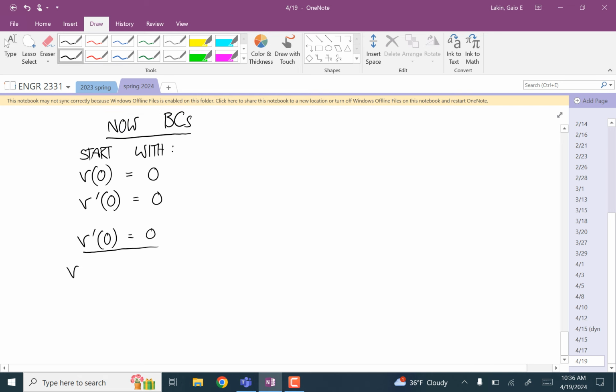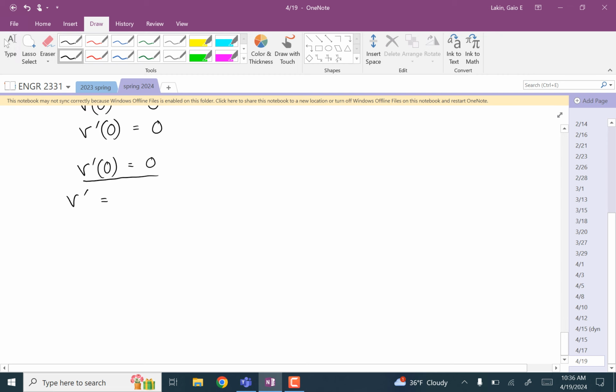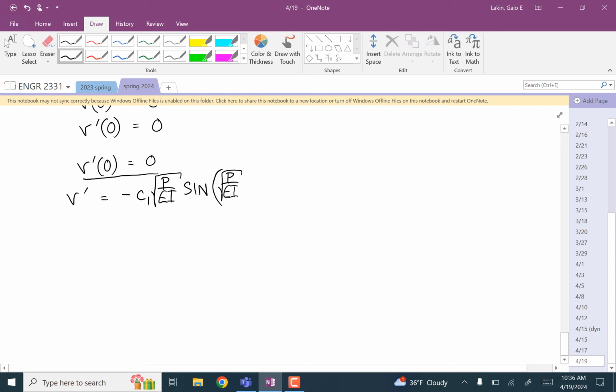V prime, if we take this derivative, that first term is a cosine, the derivative is going to be a sine, so we have negative C1 times square root of P over EI times sine of the quantity square root of P over EI times X plus C2 times the square root of P over EI times the cosine of square root of P over EI X.